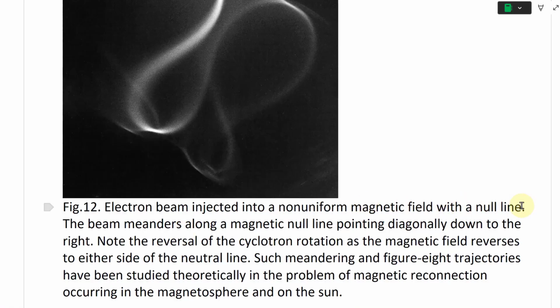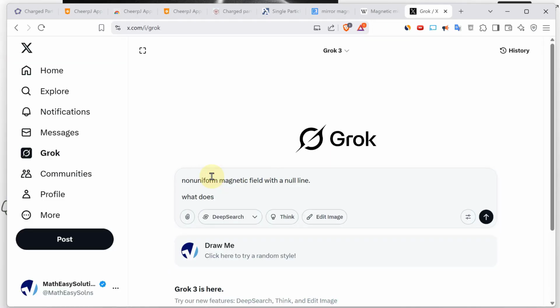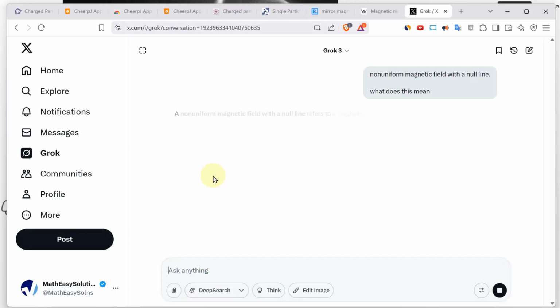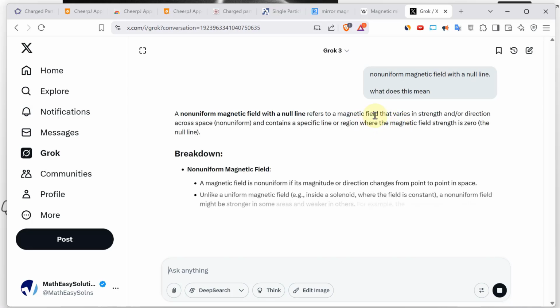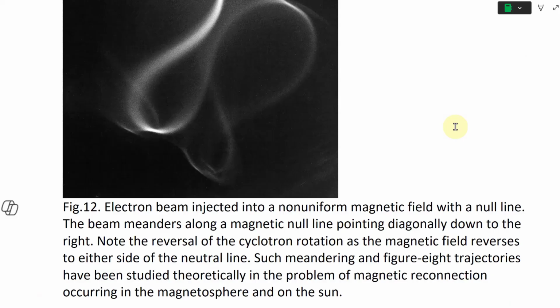I'm going to ask Grok right here. Okay, so here's Grok. Non-uniform magnetic fields with a null line. What does this mean? A magnetic field that varies in strength and direction across space contains a specific line or region where the magnetic field is zero. So that's what it was. Yeah, so the null line is basically zero.